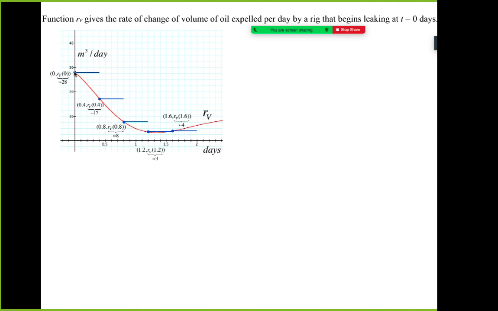So there's the rate at the beginning of the interval. Let that be the constant rate for the whole interval. Next interval, you've got the rate at the beginning. Let that be the constant rate for the whole interval, etc. Okay?